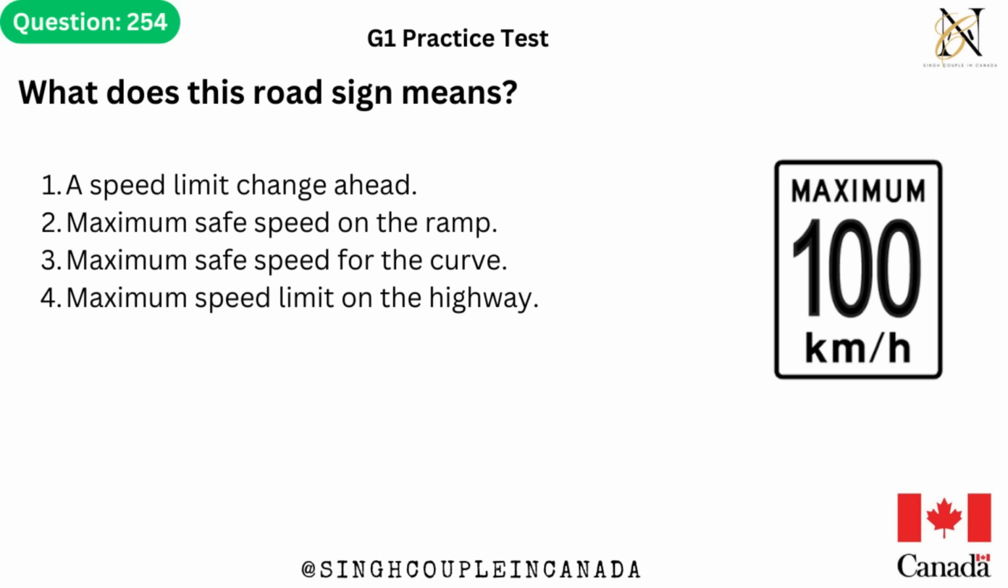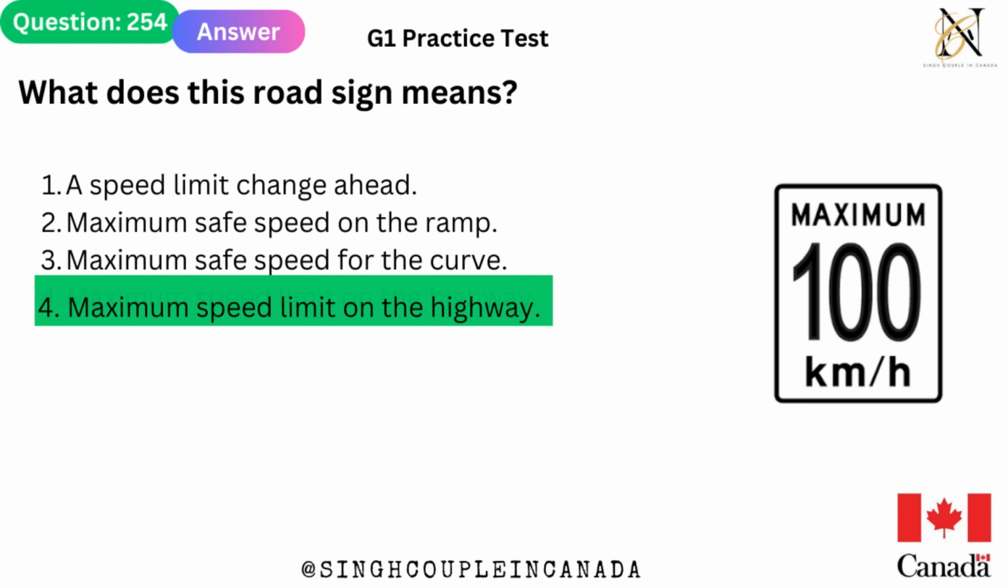What does this road sign mean? 1. A speed limit change ahead. 2. Maximum safe speed on the ramp. 3. Maximum safe speed for the curve. 4. Maximum speed limit on the highway. The answer is 4. Maximum speed limit on the highway.